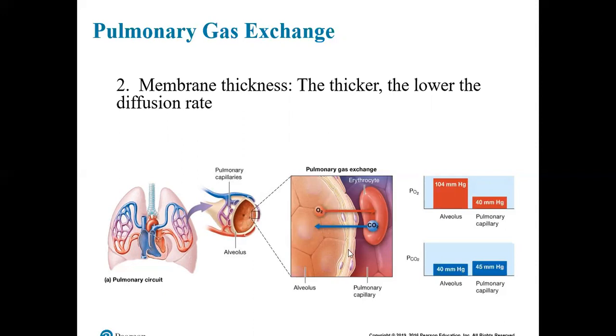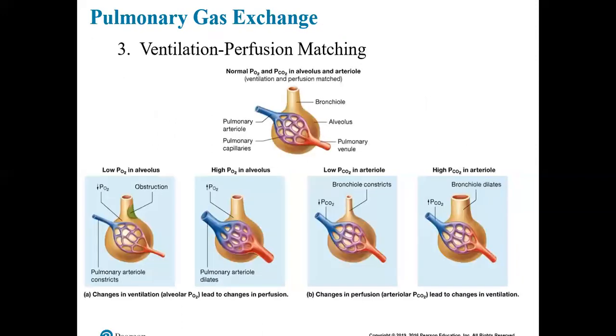If something causes that to be thicker, then you're not diffusing the gas across the membrane as easily. So for example, maybe you have pneumonia and you have inflammation in some of your lung tissue, or you have fluid, some kind of edema, swelling around the lungs, and that's causing the membrane to be thicker, or you have some scarring tissue in the lungs. Whatever the case is, the thicker that respiratory membrane, then the harder it is to go through pulmonary gas exchange.